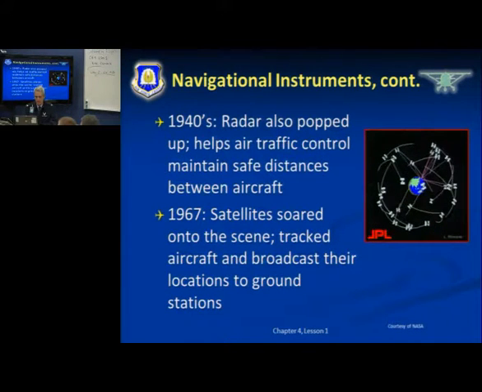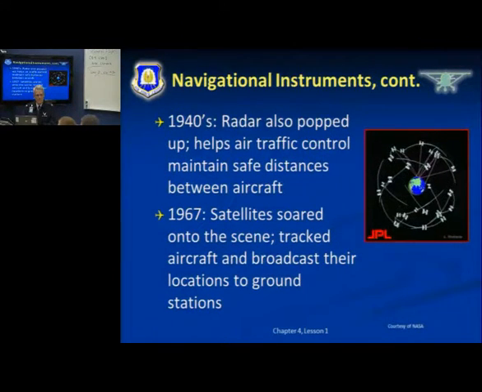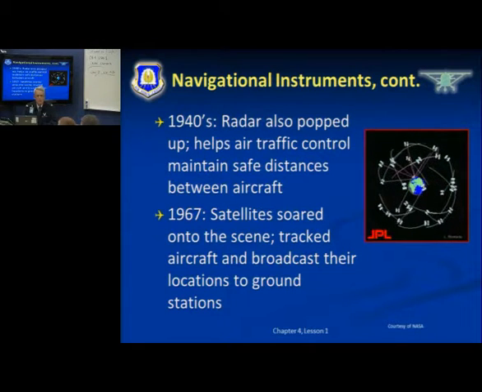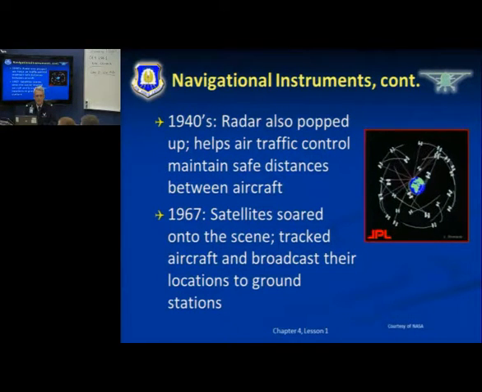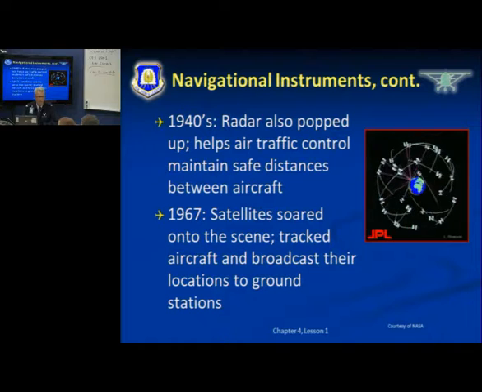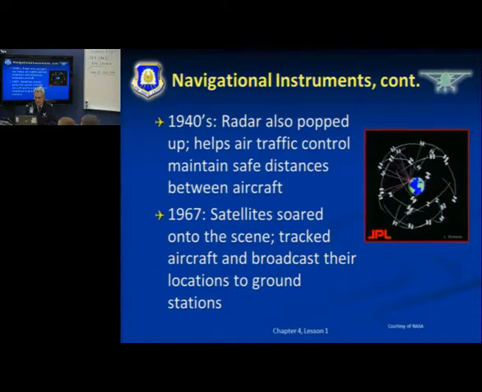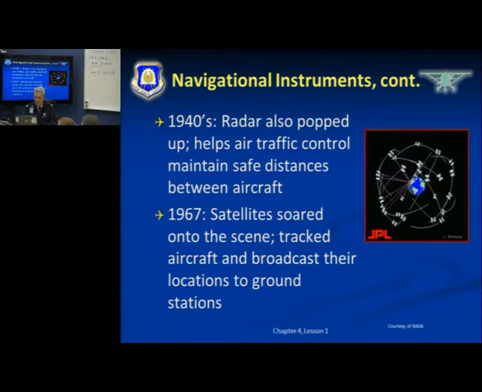Okay, in the 1940s, radar popped up. That was part of the innovation for World War II, to be able to see aircraft coming in without them knowing it. And then in 1967, we have satellites.